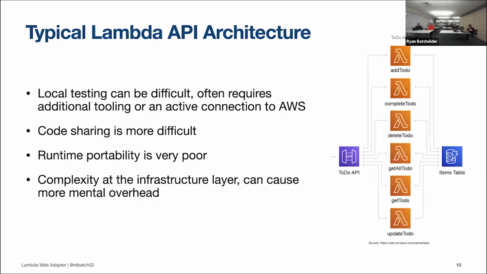Runtime portability is also not great, because if you are using this setup here, and now let's say you've suddenly hit the limits of Lambda, you have so many to-dos that it takes more than 15 minutes to update a to-do. Probably have other concerns, but we've hit some limitation that Lambda is no longer the right fit for our application. This is going to be quite a lot of work to refactor, to move to a different platform, to get away from those limitations.